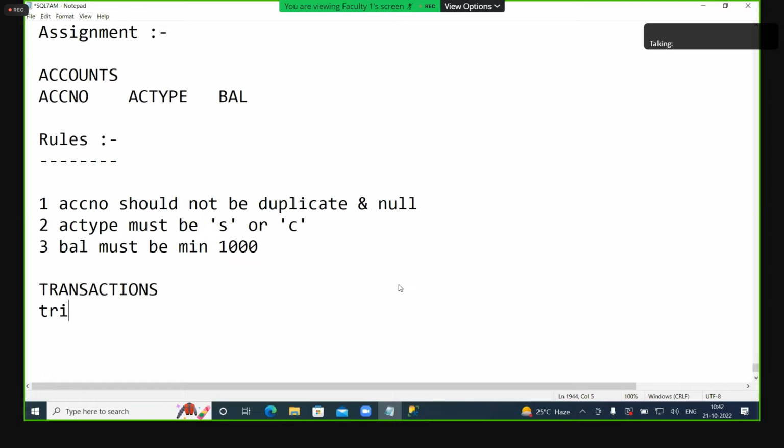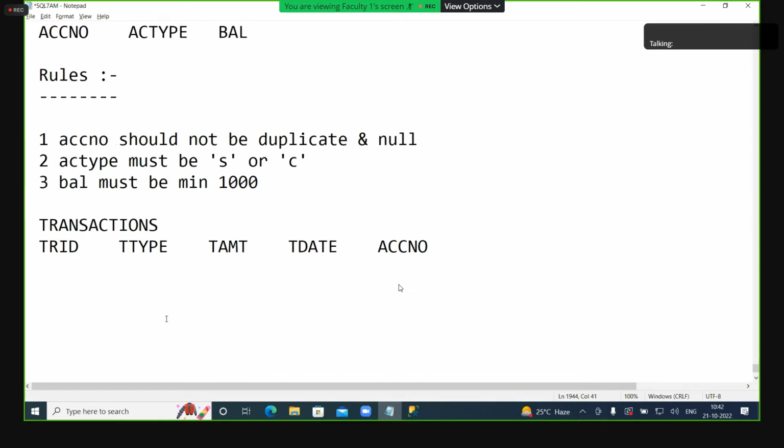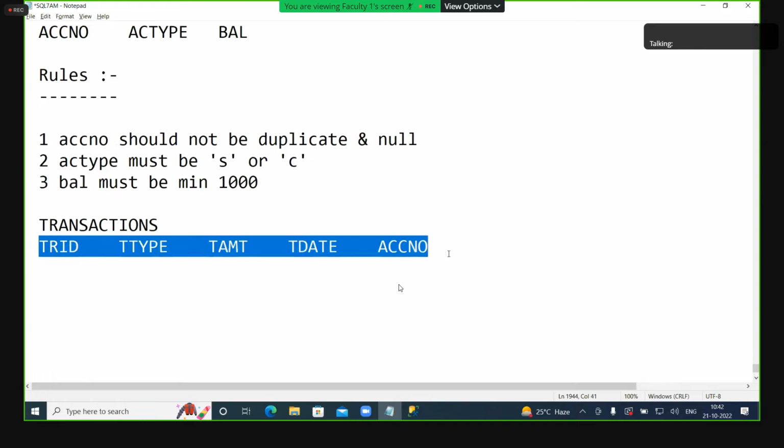In this table, one field is transaction ID. One field is transaction type. One field is transaction amount. One field is transaction date. Next one, one field is account number. Balance will not be stored in the transactions table. So in this table, you want to store ID, type, amount, date, account number.